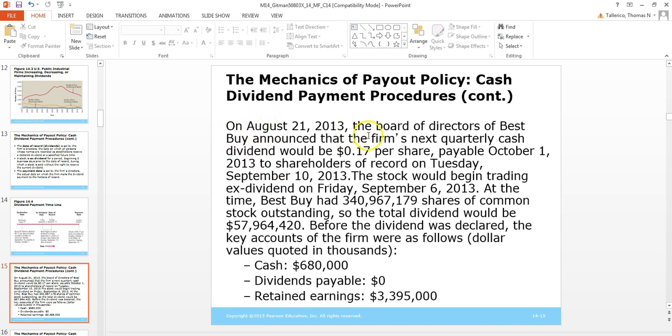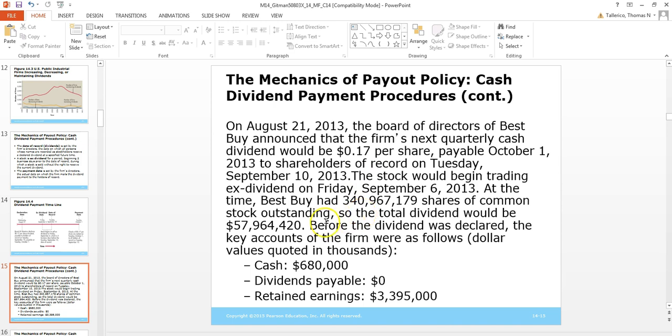On August 21st, 2013, the board of directors of Best Buy announced that the firm's next quarterly cash dividend would be 17 cents per share, payable October 1st to shareholders of record on Tuesday, September 10th. The stock would begin trading ex-dividend on Friday, September 6th. At the time, Best Buy had 340 million plus shares of common stock outstanding. So the total dividend would be almost 58 million. I guess you multiply 17 cents times this, right?